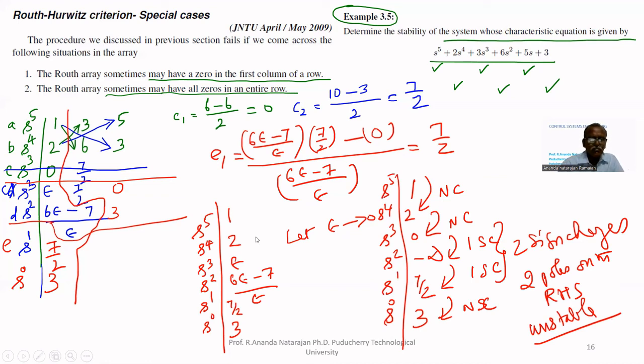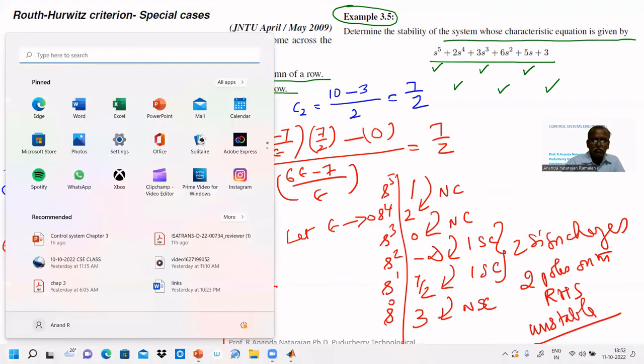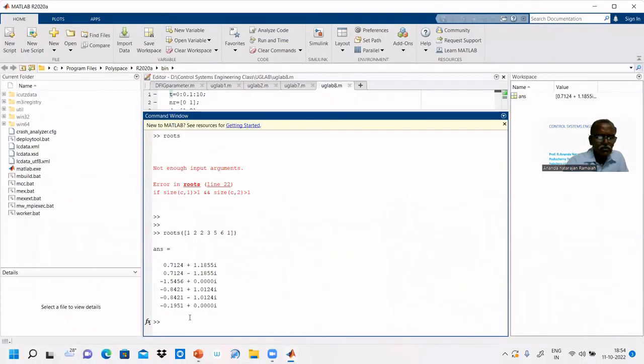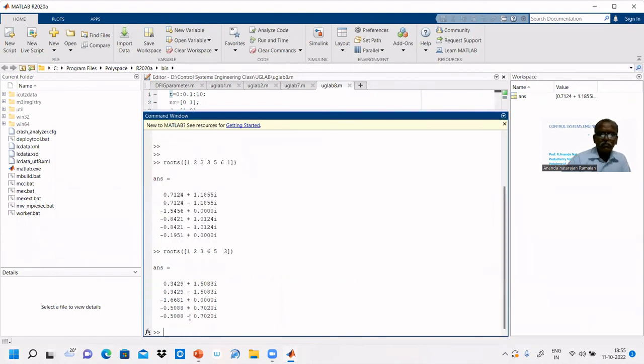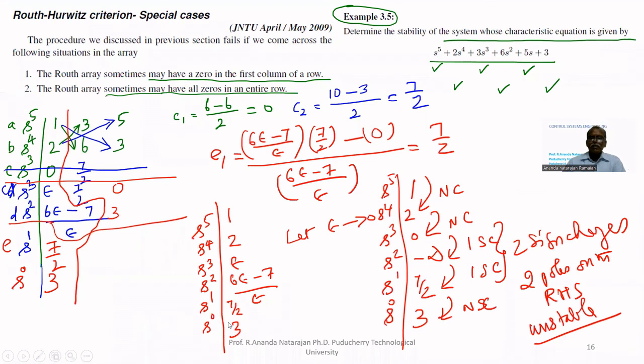Now let us check in MATLAB. We use roots and enter the coefficients: 1, 2, 3, 6, 5 and 3. Only 2 roots have positive real part, therefore 2 roots on the right hand side. So what we found in the Routh array is correct: 2 poles on the right hand side, therefore unstable.